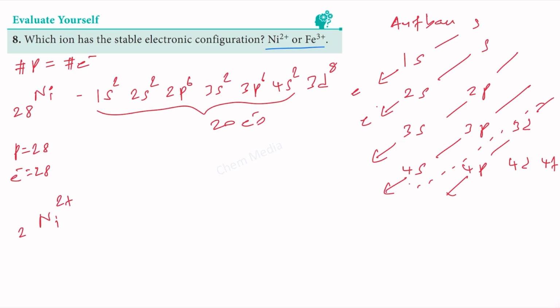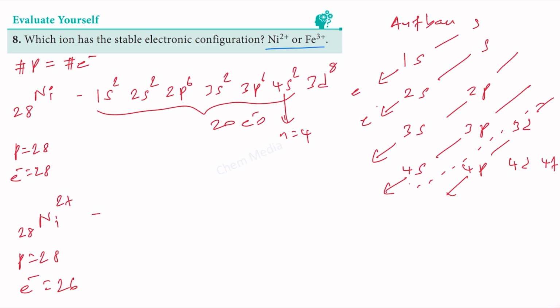Now the number of protons will be the same, but the number of electrons will be 26. Electrons must be removed from the outer orbit. Here the n value is 4. Therefore electrons must be removed from 4s2 first.